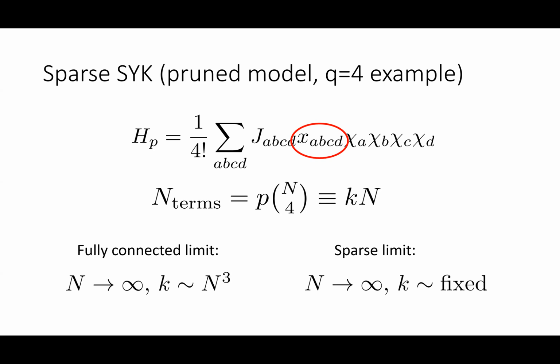A question? Yeah. Is it clear that this is the sparsest you can make it? Can you make k even smaller? Yeah, so k can't be smaller than a constant, because if it's less than that, then the system breaks up into disconnected pieces.